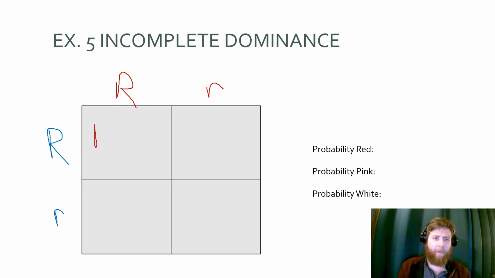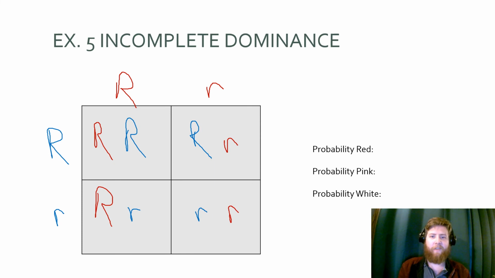Same as any other Punnett square, you'll carry this big R down, carry this little r down, carry this big R across, carry this little r across. So now we need to know the probability of red. Well, how many red do we have? We have just 1 red flower, and it's this one, the big R, so 1 out of 4, 0.25.